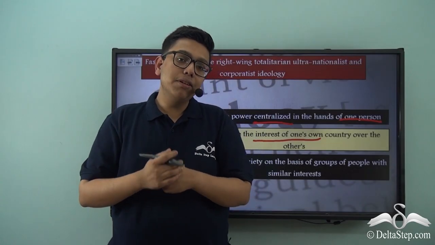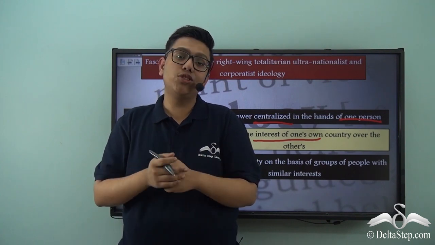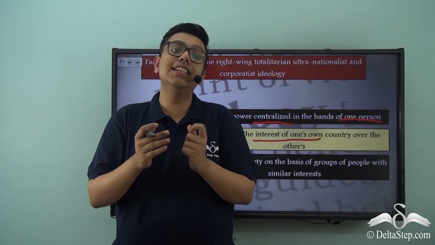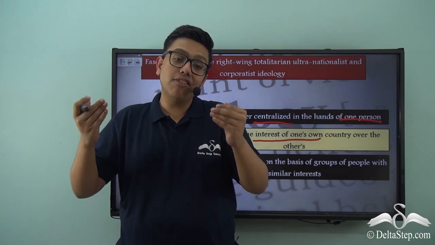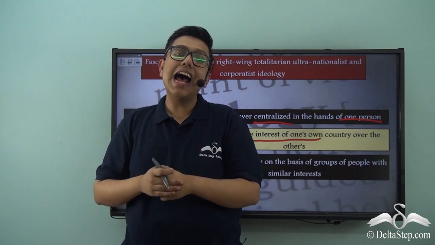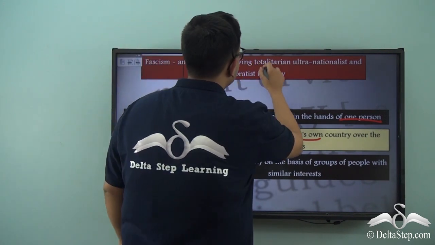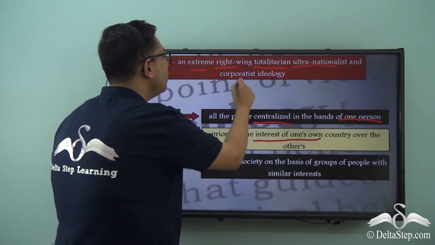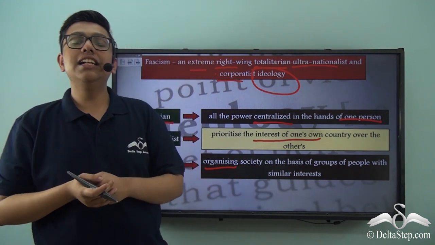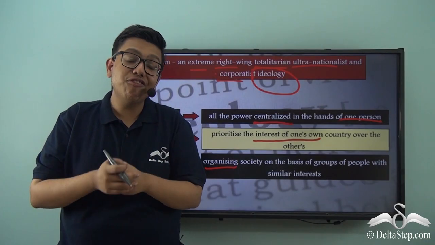Now, fascism also aims to create a corporatist state in which the society is organized based on the interest groups of people. And a fascist state is based on a single leader, and all the power and authority is vested in the hands of that particular leader, who happens to be absolute and supreme, and no one can oppose that person. So therefore, fascism happens to be an extreme right-wing, totalitarian, ultranationalist, and corporatist ideology. And fascism is opposed to liberal democracy, socialism, and liberalism itself, which are all considered to be left-wing political ideas.